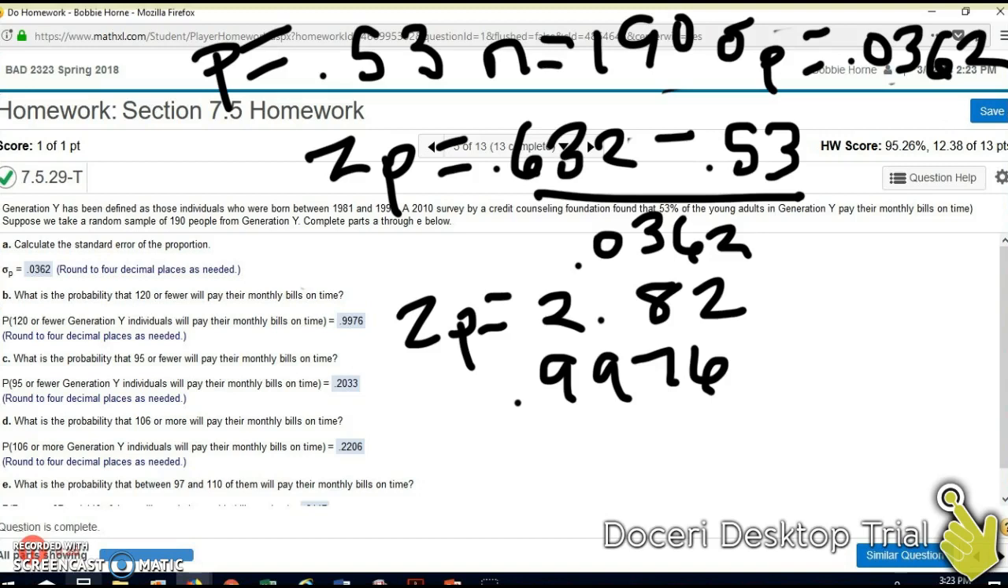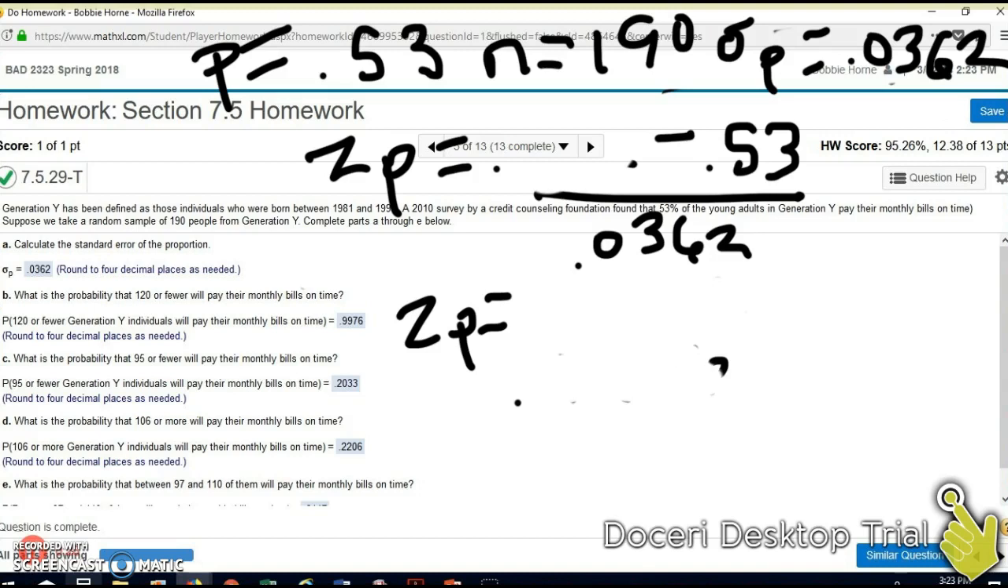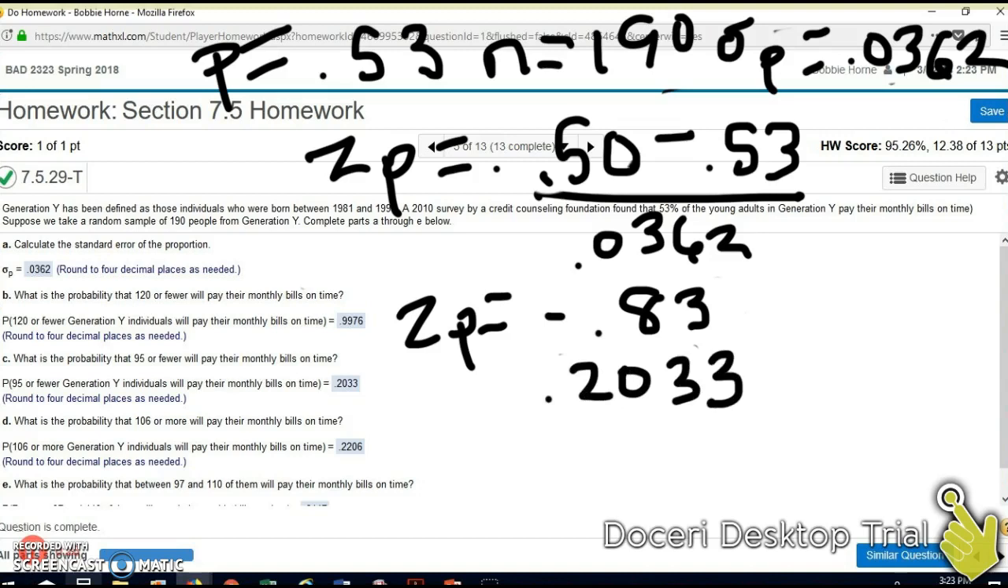Now for C, what is the probability that 95 or fewer will pay their bills on time? So this number will change here. The other two numbers stay the same. The only thing that's changing is that first proportion. Our proportion there is 95 divided by 190, which is half, or 0.5. So we put 0.50 right here, minus 0.53 divided by 0.0362, and you will get negative 0.83. And if you look that up in your table, you will get 0.2033. So that is the answer for C.